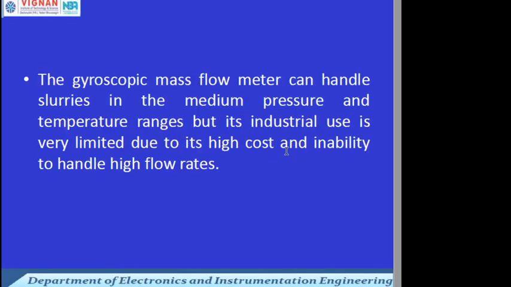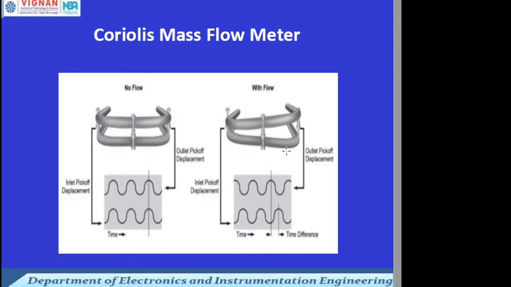The gyroscopic mass flow meter can handle different types of slurries at medium pressure and temperature ranges, but its industrial use is very limited due to the high cost and inability to handle high flow rates in different types of tubes. Due to this inconvenience, we do not prefer this gyroscopic type of mass flow meter. Another important method of mass flow measurement is the Coriolis mass flow meter.